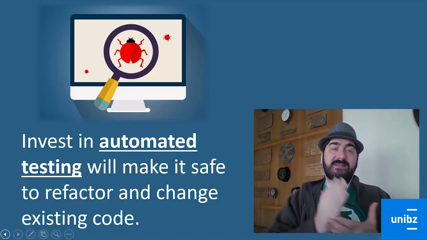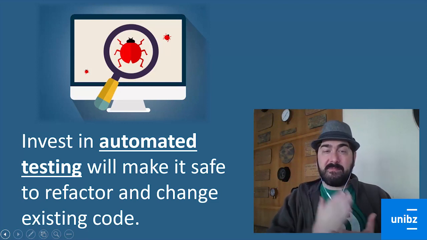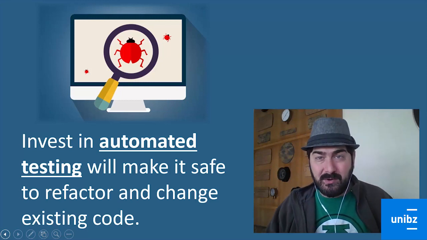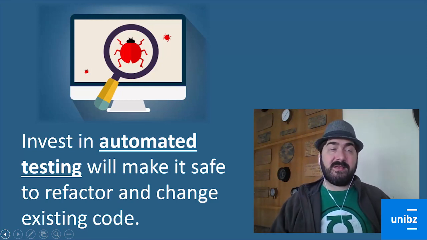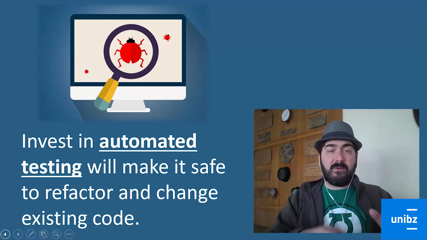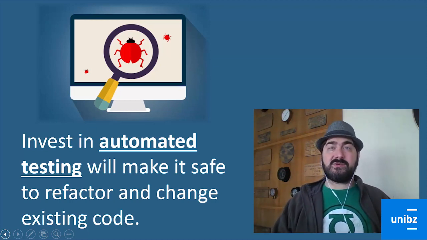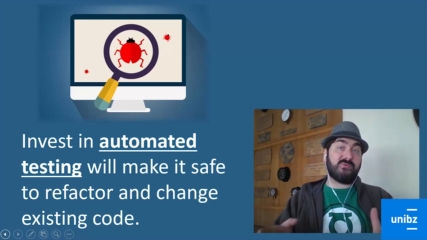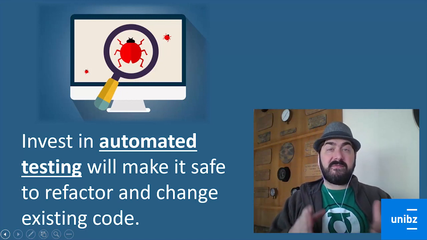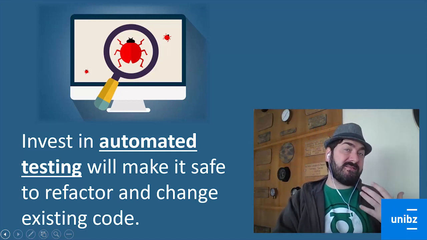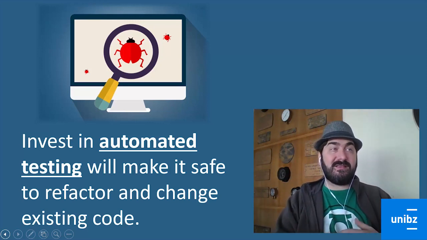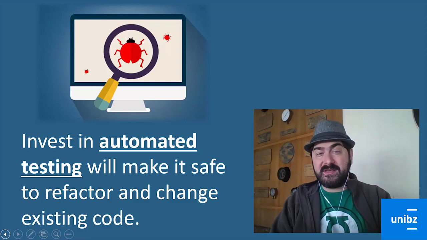Testing, automated testing, is very, very important because it makes it safe to refactor and change existing code. When you have tests, if you are updating the code, whether for adding a new feature, or even when you are refactoring to remove some debt that is still small, it's safer because you can run the tests and see if something was changed in the features that were previously working.